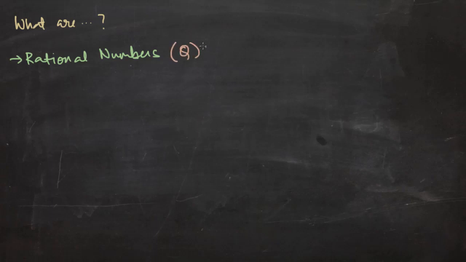So the question that we ask next is, what are rational numbers? Rational numbers are denoted by the capital letter Q, Q standing for the word quotient. And if we just focus on the word rational, we see another word hidden, which is ratio. So this should give you an idea of what rational numbers are.